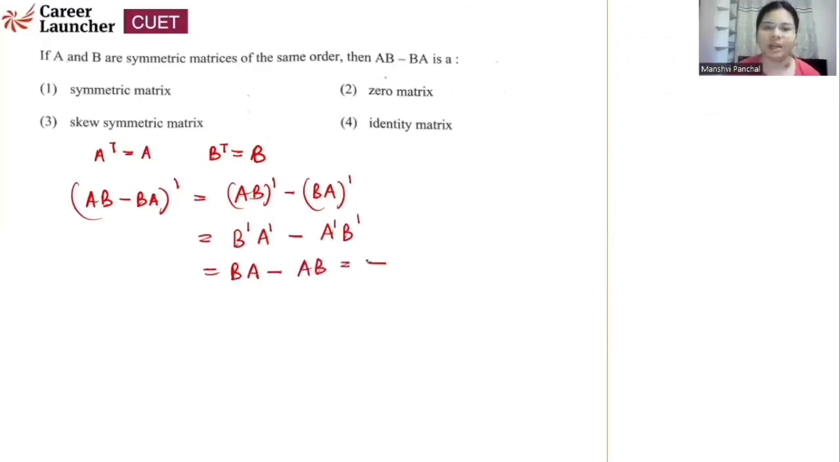Or can I write it as minus of AB minus BA? So this matrix has become its minus. When you take the transpose, it has become its negative. It means it is a skew symmetric matrix, right?